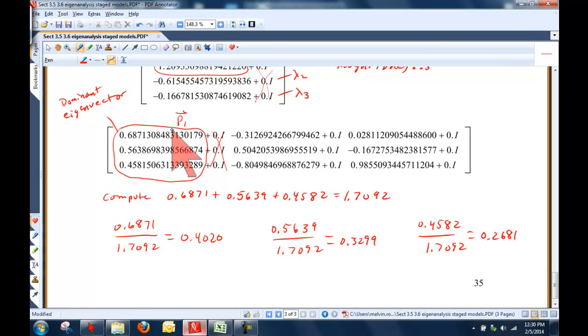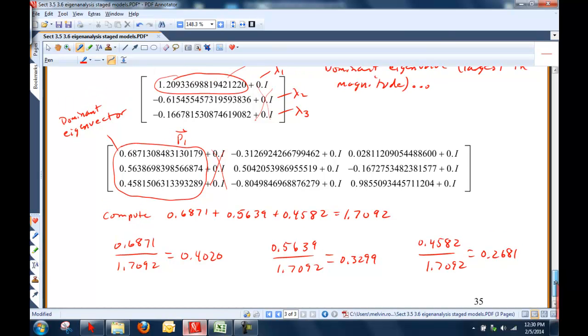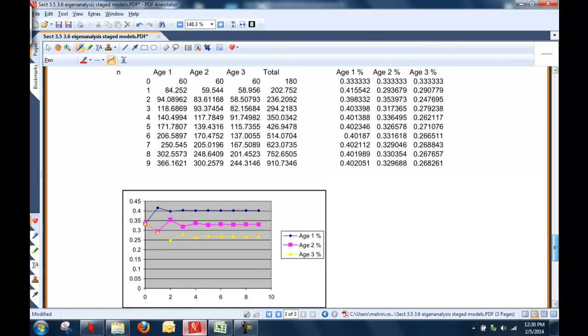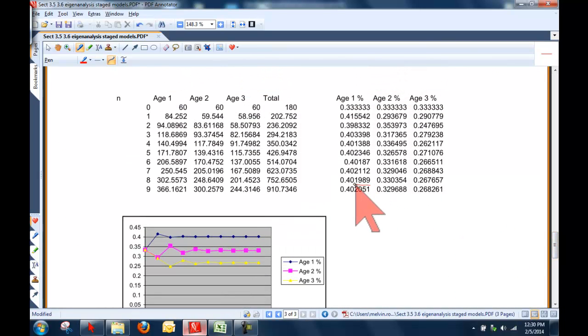So I could have just as easily replaced these three numbers with these three numbers, which have the advantage of adding up to 1. And those should look familiar. Where have we seen 0.402, 0.329, 0.268? It's here. So here's the upshot of all of this.